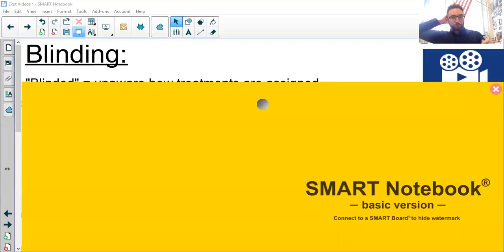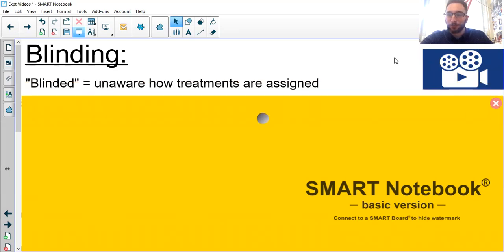So blinding. First off, when we say blinded in an experiment, blinded refers to not knowing how treatments are assigned. All right, so if you're part of an experiment and you don't know if you got the placebo or the actual experimental medication, you have been blinded. So that's the first thing we need to know.